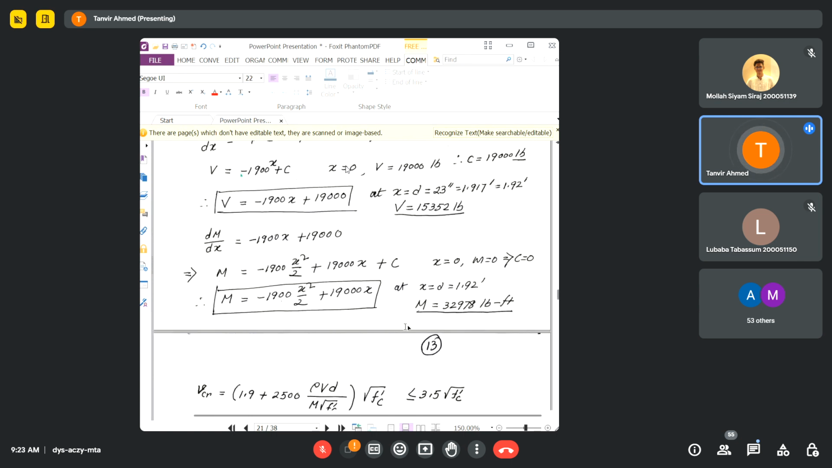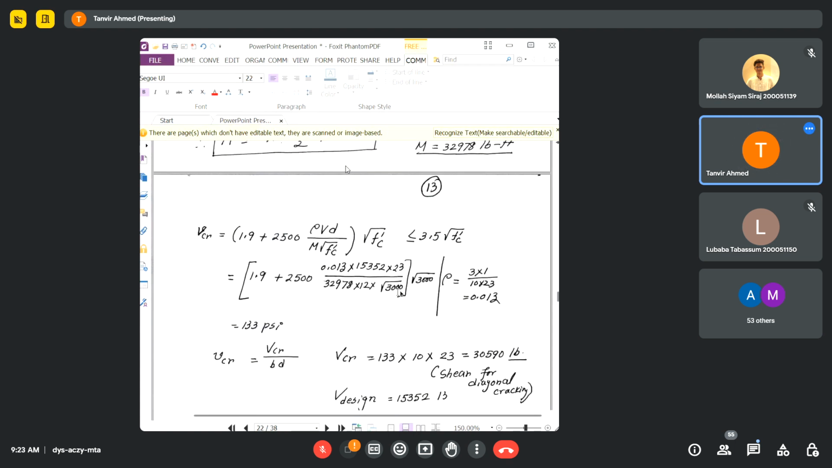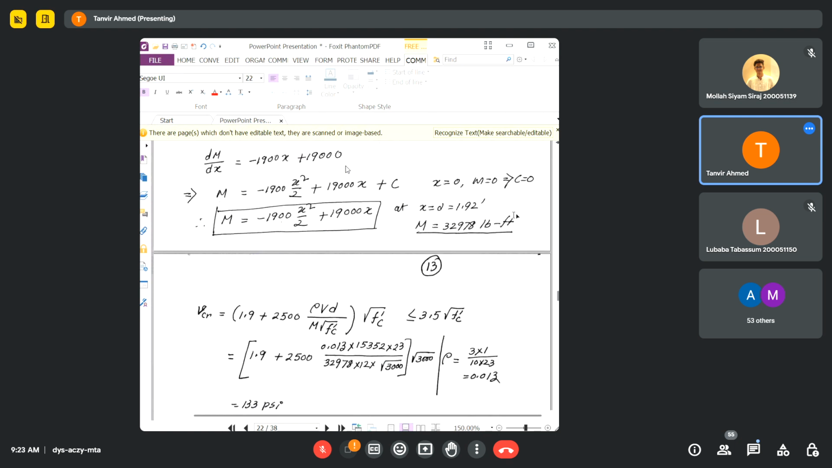Okay, FC prime is 3,000, so you plug in the value of your FC prime. Here I am multiplying by 12 just to make it in inches. The value of M here is in pound-feet, so to convert it to inches I multiplied it by 12 because all the other things are in inches.